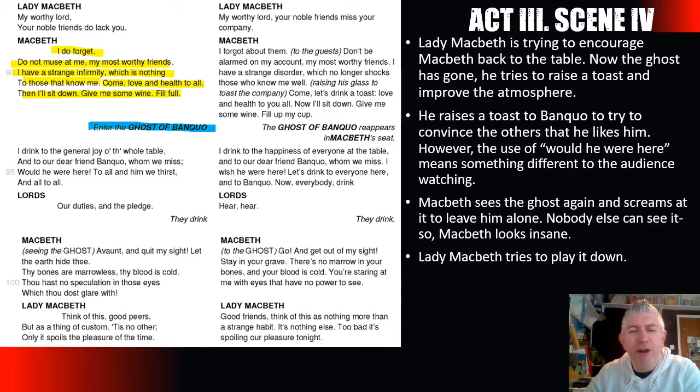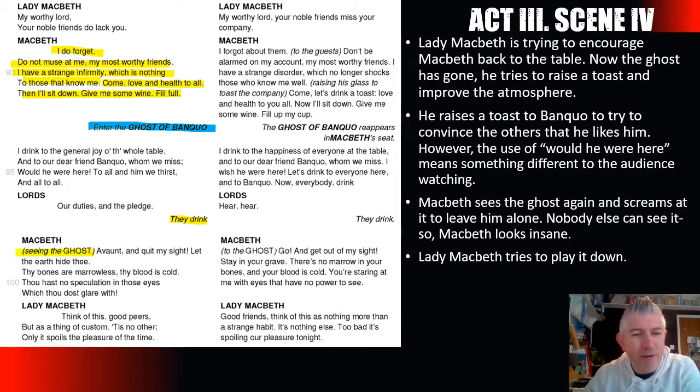"I drink to the general joy," says Macbeth, carrying on, "of the whole table." So he just raises his glass and basically says, "Cheers to everybody. And to our dear friend Banquo," he can't stop thinking about Banquo, "whom we miss, would he were here. To all and him we thirst, and all to all. The lords, our duties on the pledge," and everybody drinks. So the banquet's back on track.